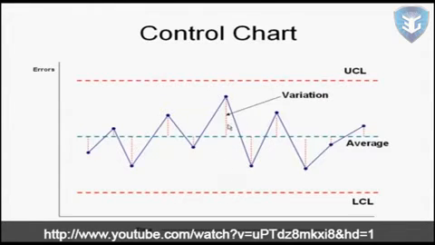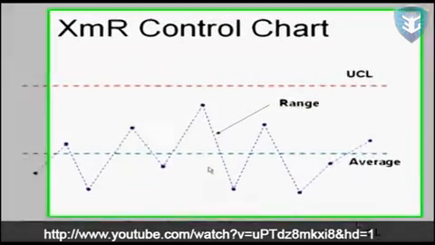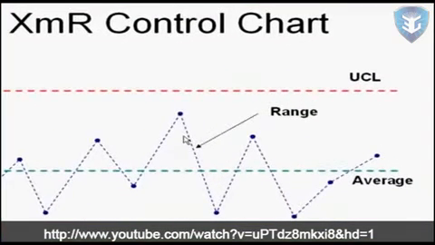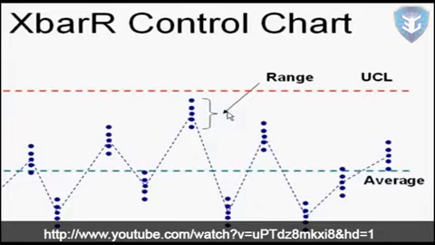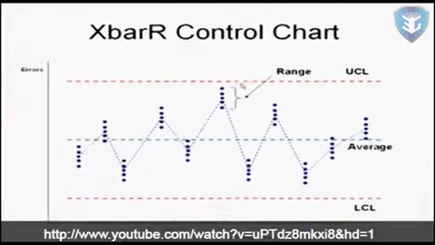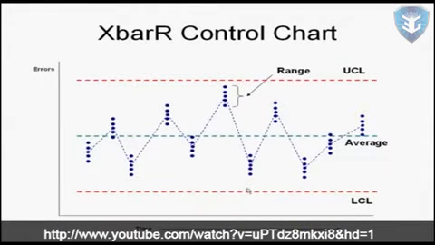There are other ways we can calculate variation. For an XmR or X moving range chart, you can see there's a difference between each point, and that's what we use as our variation. That helps us figure out how to create a control limit. In an X-bar R chart, we may be sampling 4 data points or 5 data points, and the range between those data points is what we use to figure out the variation and to calculate upper and lower control limits.